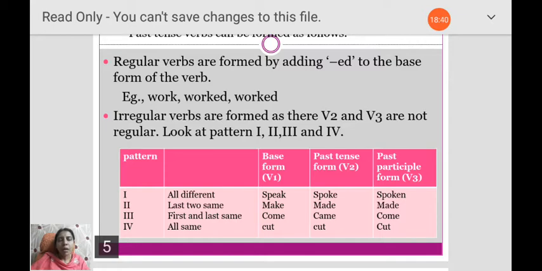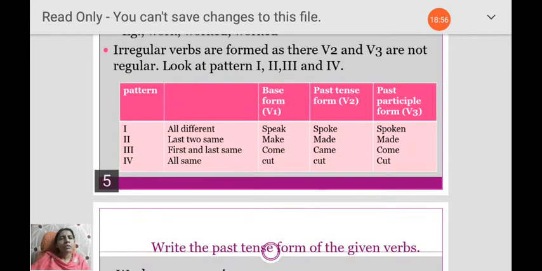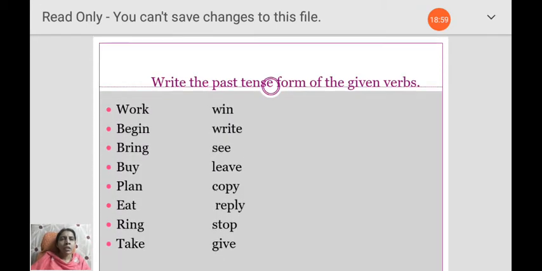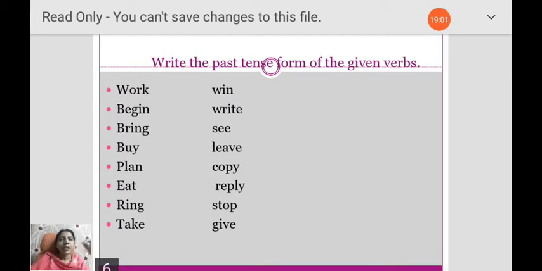Okay, once you master this, once you look at them very carefully or consciously, then automatically you can understand what kind of verb it is and where to write the past form. Okay, now let us look here. Write the past tense form of the given verbs. I have given some verbs, 16 verbs. Okay, take some time, try to note down the past form of these verbs.